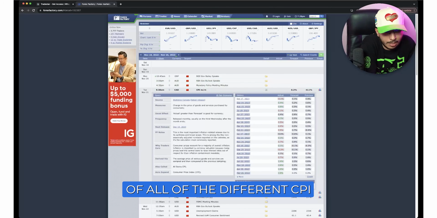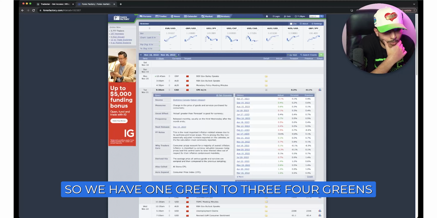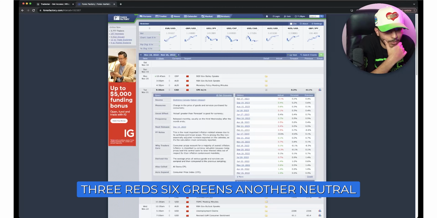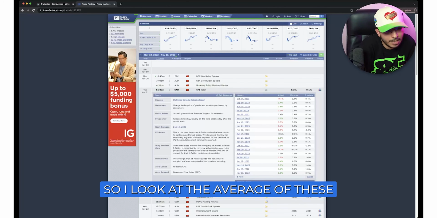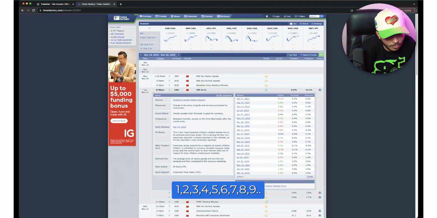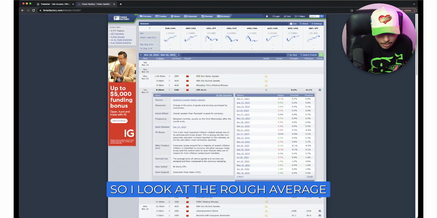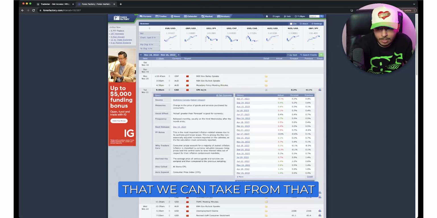So we have 1 green, 4 greens, 1 red, 1 neutral, another red, 5 greens, 3 reds, 6 greens, another neutral, 6 reds, 7 greens, another neutral, another red, and 2 more greens. So I look at the average of these and for the most part, it's about 9 and 9. It's about even in the sense of it being positive and negative. Averaging them out, it's about even, right? So there's no average that we can take from that.